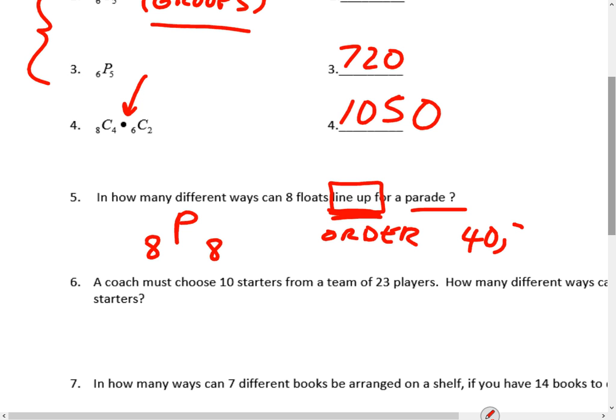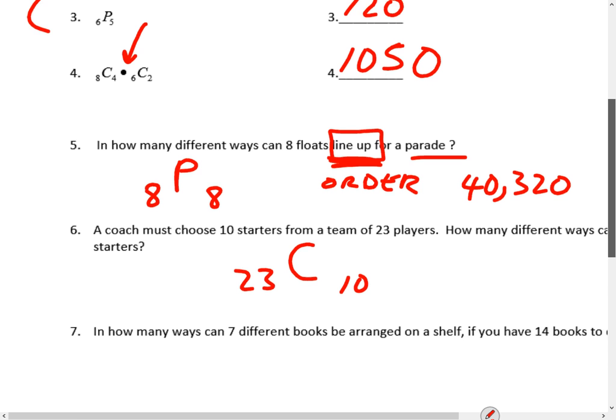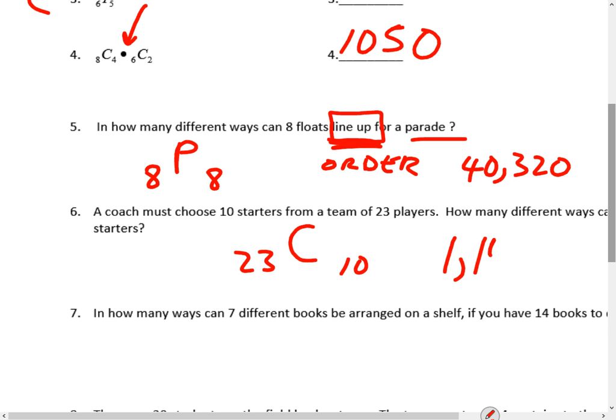Did we get 40,320? Choose 10 starters from a team of 23 players. Does it say what sport this is? No, we don't know what sport it is. We don't know what positions these players might play. We just know we got to group them together in a committee. So you should be thinking 23 combinations 10. You're choosing out of 23, you're choosing 10 at a time. Are we getting a giant number here? Of 1 million, over 1 million different ways.